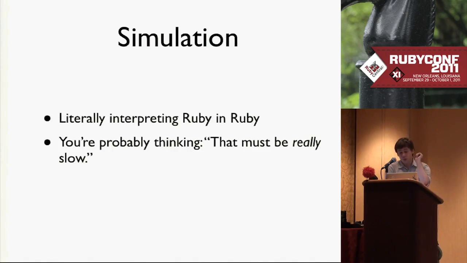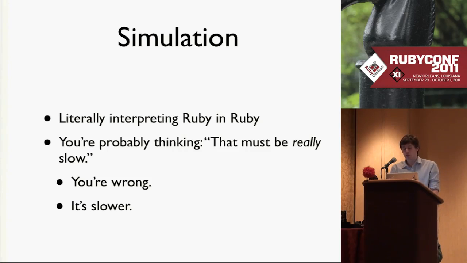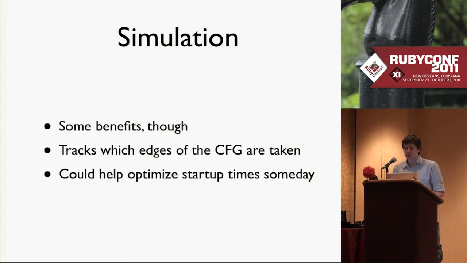So this is literally interpreting Ruby in Ruby. And you're probably thinking that must be really, really, really slow. But you're wrong, because it's way slower. I've got a bug actually in the GitHub repository for someone who just wrote a top-level loop to 100,000, and it ran for 20 minutes, and they just gave up. And that is a problem. I'll talk about it in a sec. But yeah, it's really slow.